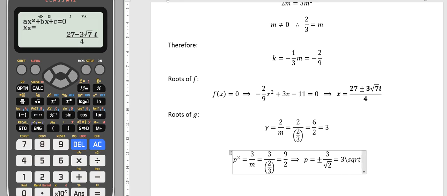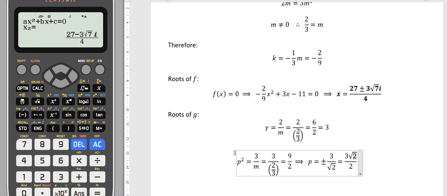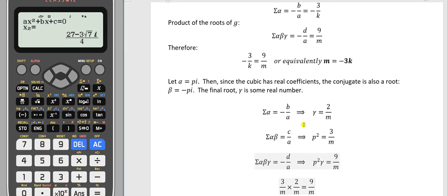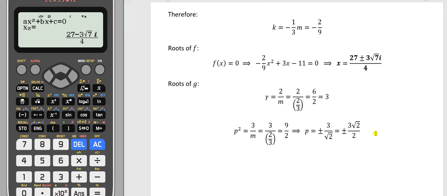Or you might prefer to write it as 3 root 2 over 2. Plus or minus doesn't need to cause us any concern here. What we're saying is one of the roots is 3 root 2 over 2i, and the other thing it could have been is minus 3 root 2 over 2i. But we know that the second of those two complex conjugate roots is just the negative of the first. So both of those are valid. Depending on which one we pick for p, we'll have the other one for the negative p. So without loss of generality, that means we're not losing any solutions by saying this.